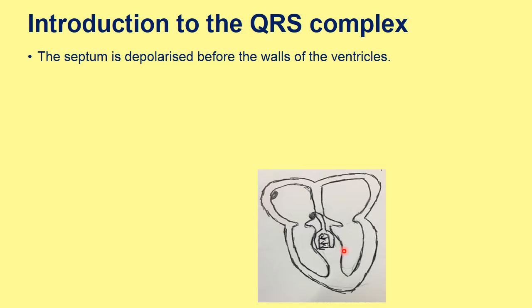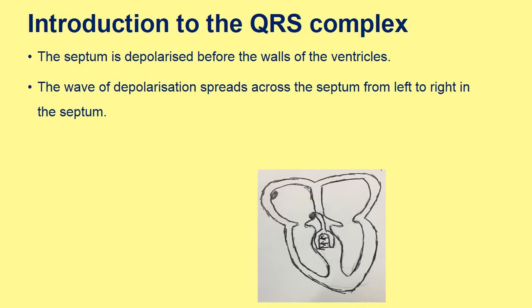And as you can see in this diagram, if you see the three arrows I've drawn there, they are going from left to right. That's to say that the septum is depolarized from left to right.